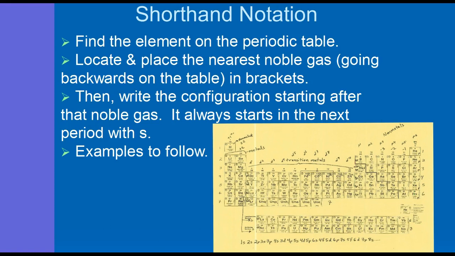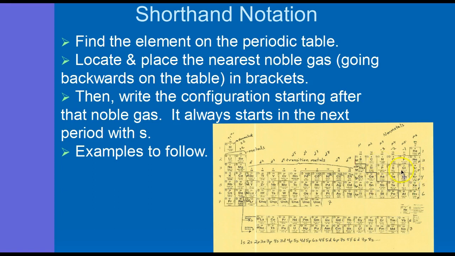Shorthand notation. Clearly there has to be something short about all this electron configuration stuff. So find the element you want on the periodic table. Locate and place the nearest noble gas going backwards on the table in brackets, then write the configuration starting after that noble gas. It always starts in the next period with the letter S.